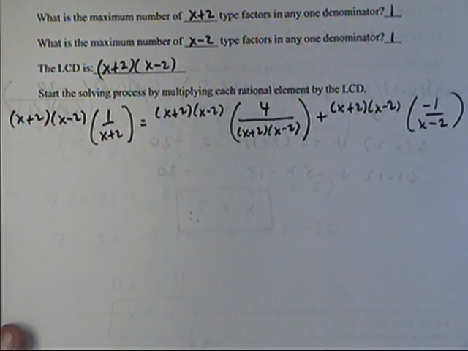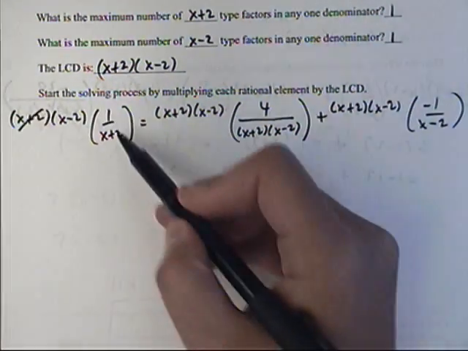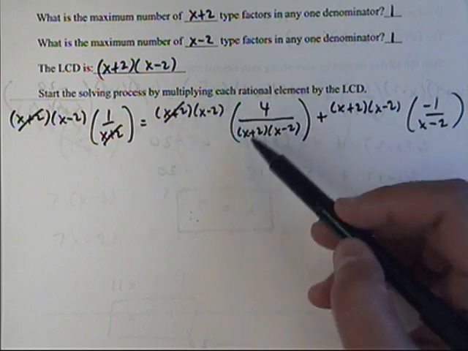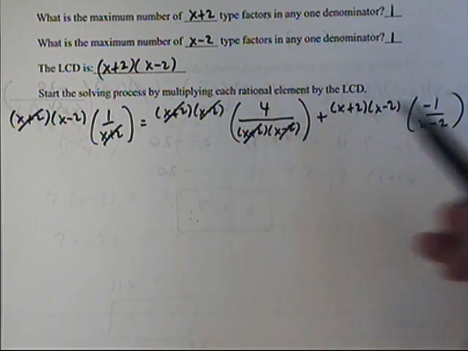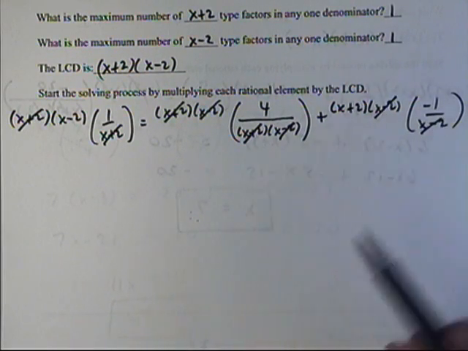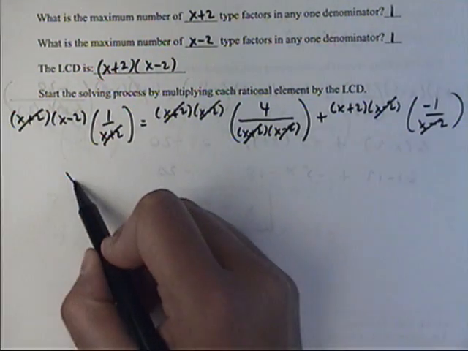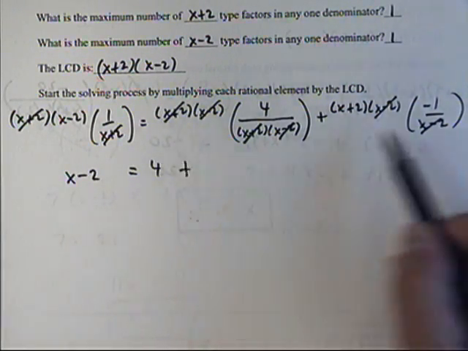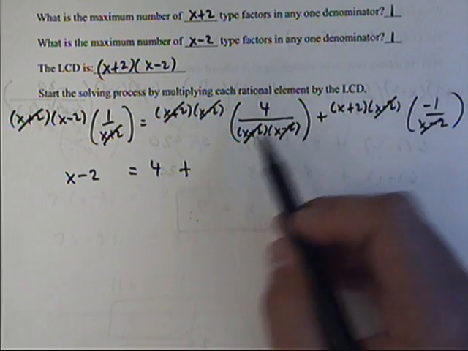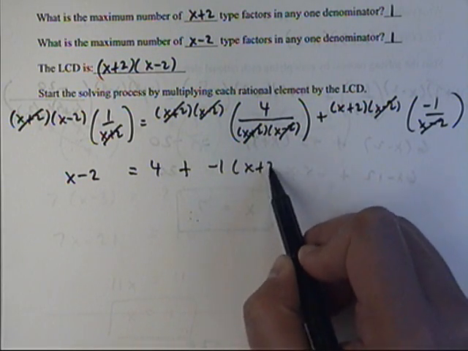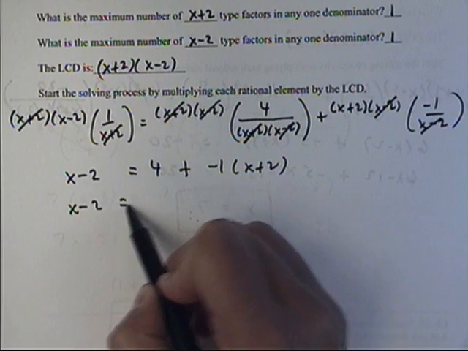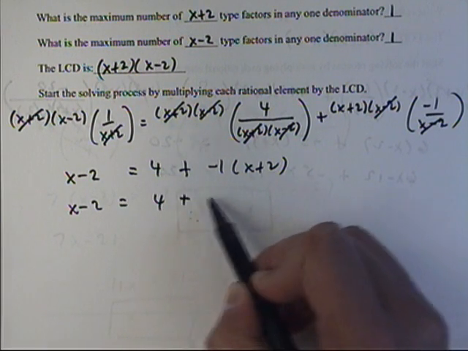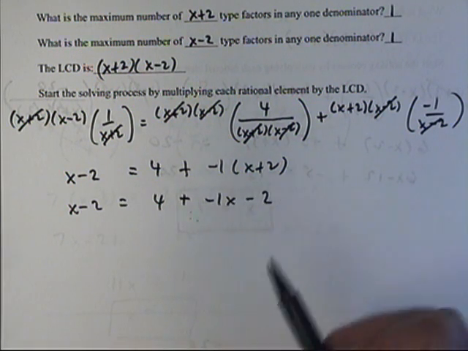Okay. So, how do you simplify? Well, things should start canceling. I have an x plus 2 here and here. I have both an x plus 2 and an x minus 2 here. I have just the x minus 2 there. So here I get 1 times x minus 2, which is just x minus 2. Here it's just 4. And here it's negative 1 times x plus 2, which is just negative 1x minus 2.